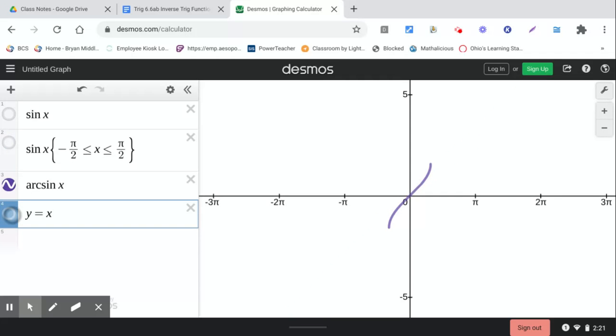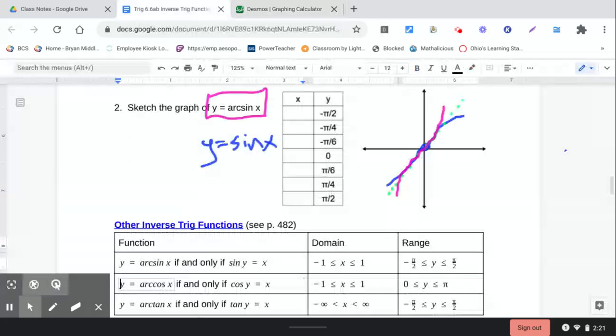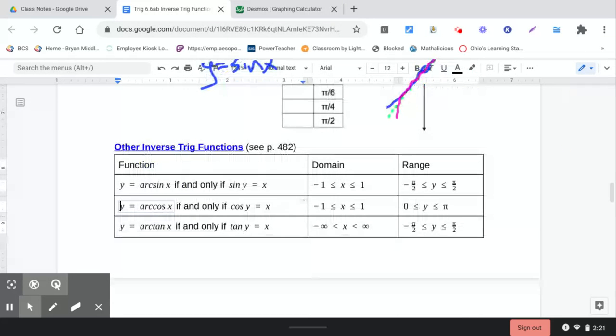Okay, that's the arc sine graph, and that's it. We only get that tiny piece of it because it has such a restricted domain. Okay, now we really don't graph it that often, but I did want to show it to you.